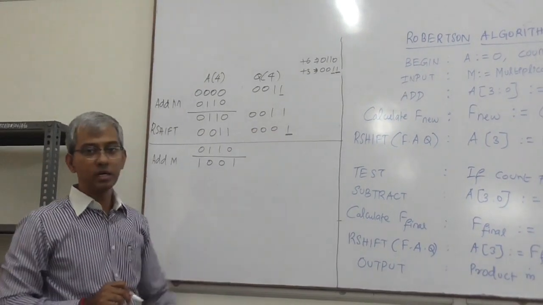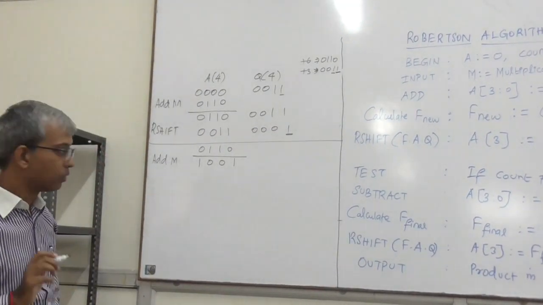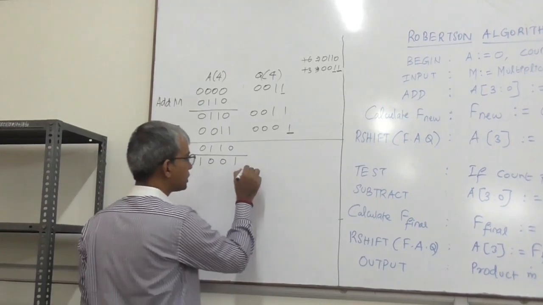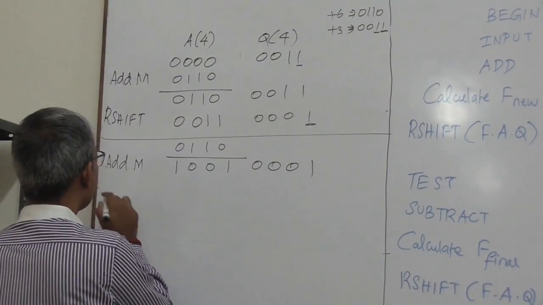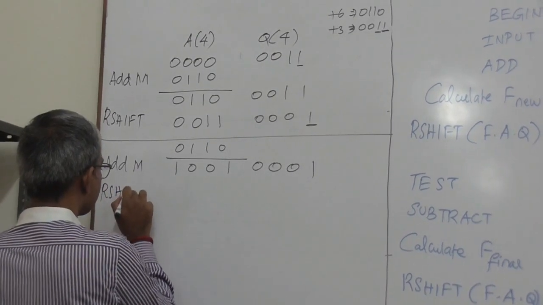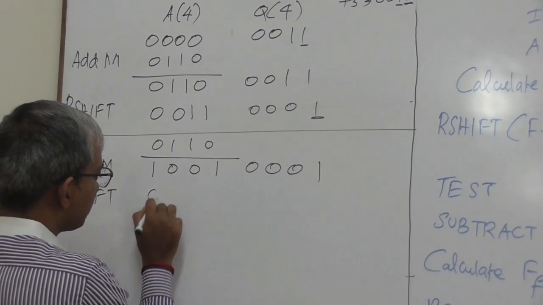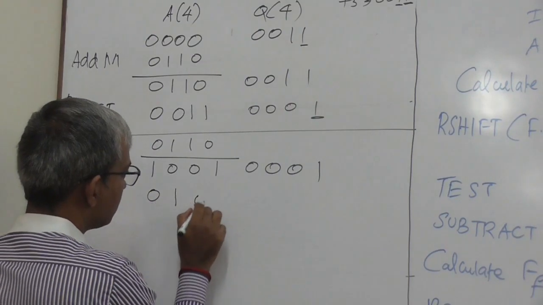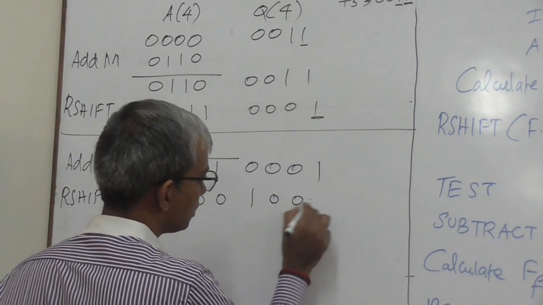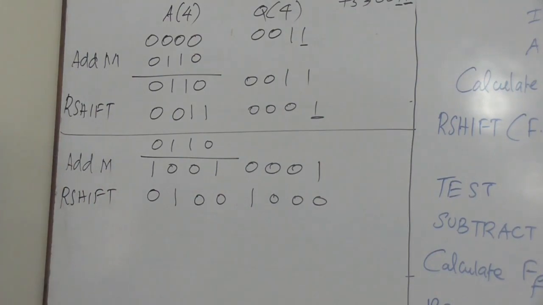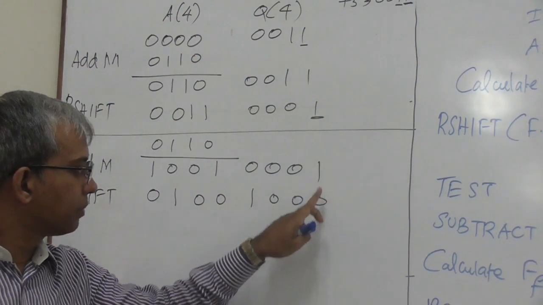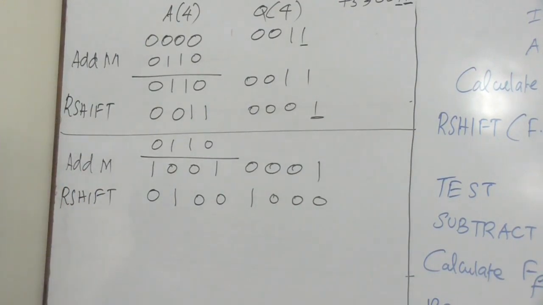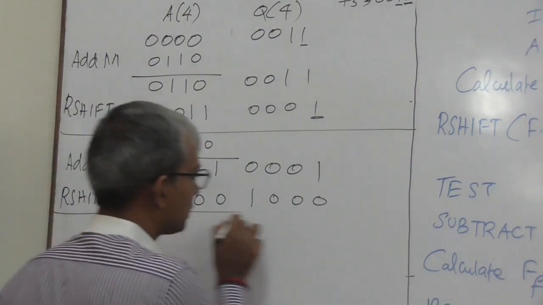Why? Because the LSB of the Q register is 1 now, right? Next I have to go for shifting. So 0 0 0 1, I'll take the value as it is. Then I have to go for right shift. So when I do the right shift, it is 0 1 0 0 1 0 0 0. So at the MSB, a 0 is inserted, and at the LSB, the previous value is discarded. The processed value of your multiplier bit is discarded. So the second iteration is over.